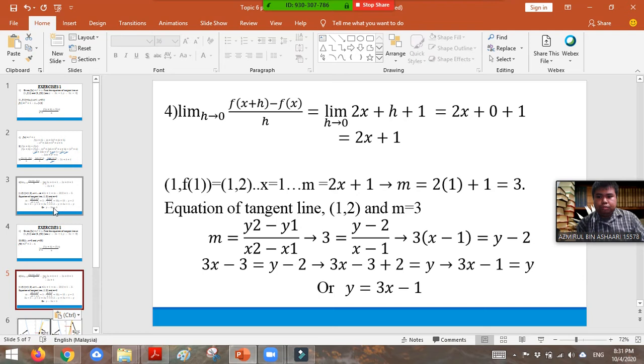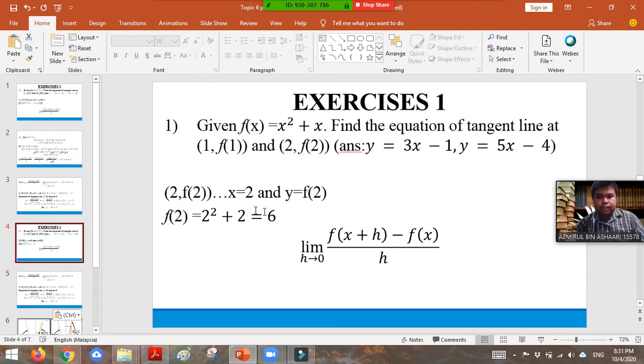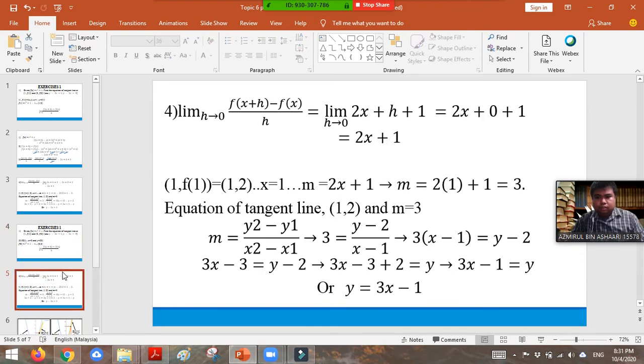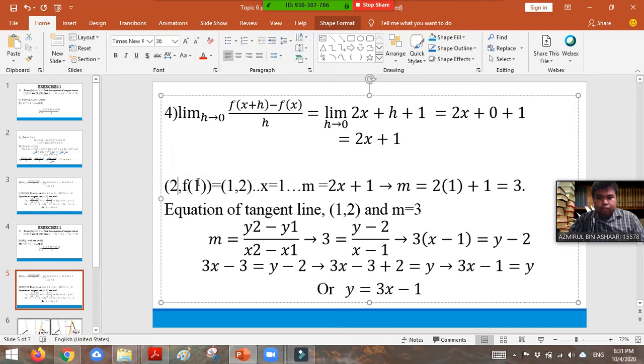What we will do is find, for this one, when x is 2 and f(2), we get the point (2, 6). So to find the equation of the tangent at (2, f(2)), which is (2, 6), x equals 2 and m equals 2x plus 1. This one, m equals 2 times 2 plus 1, and you get that it is 5.